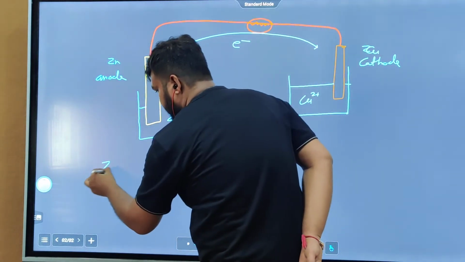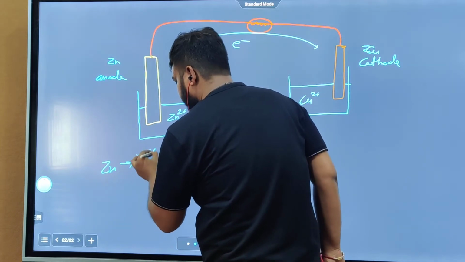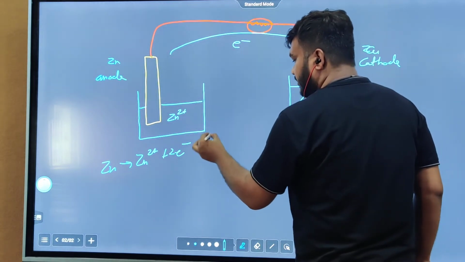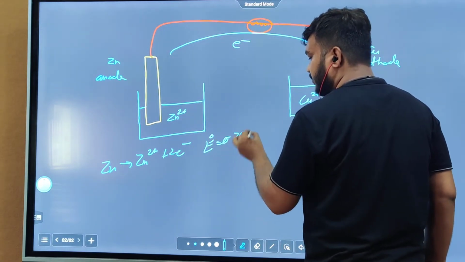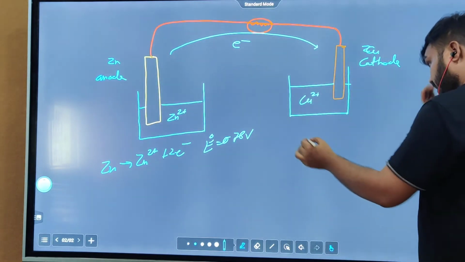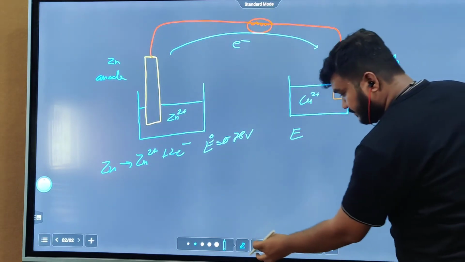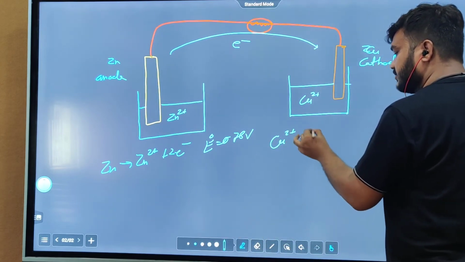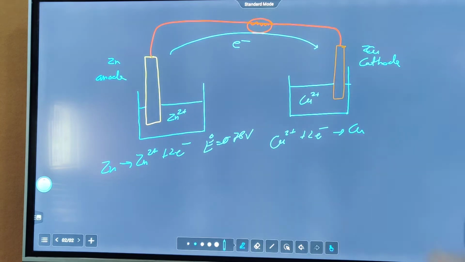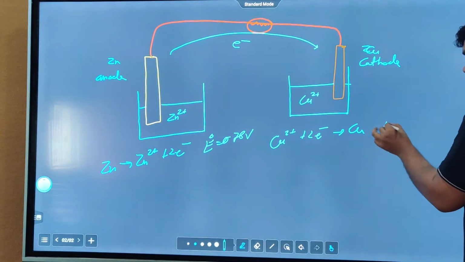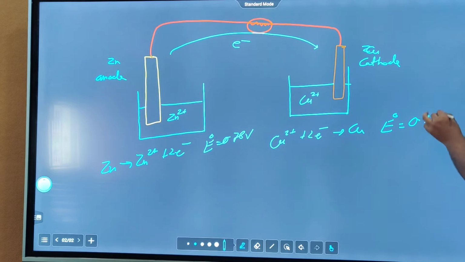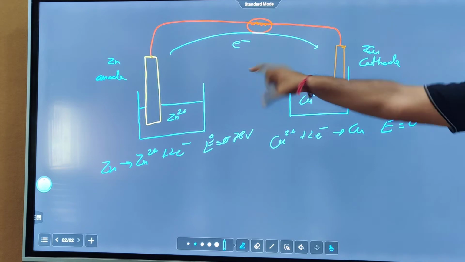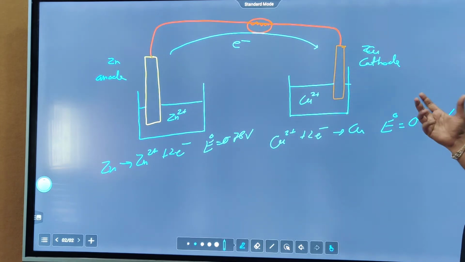What is the reaction here? Zn going to Zn2+ plus two electrons. This is the oxidation reaction. Its E naught value is 0.76 volt. Here reduction is taking place. Reaction is Cu2+ plus 2 electrons going to Cu. Everybody clear with this? E naught value is 0.34. Oxidation, reduction. The oxidation electrode is called anode, and the reduction electrode is called cathode.